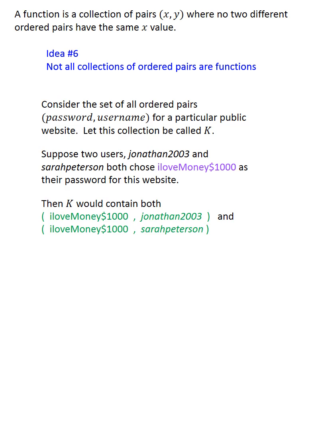And why would this cause the collection K not to be a function? Well, look at the definition of a function. Not all collections of ordered pairs are functions, only those for which no 2 different ordered pairs have the same x value. But look at the bottom of your screen here. Here are specifically two ordered pairs that do have the same x value. And therefore, this collection of ordered pairs is not a function.